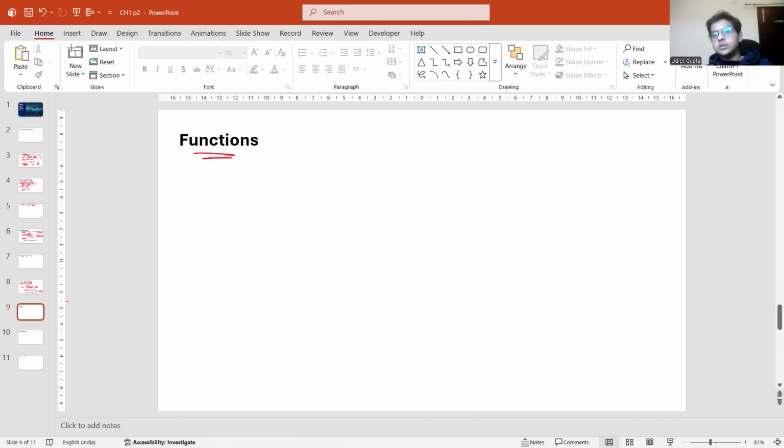Now, what are functions? A function is mapping one input onto the other. How do we do it? Let's say y is a function of x square, or let's say y is a linear function of 2x. This is a function. Y is a function of x.